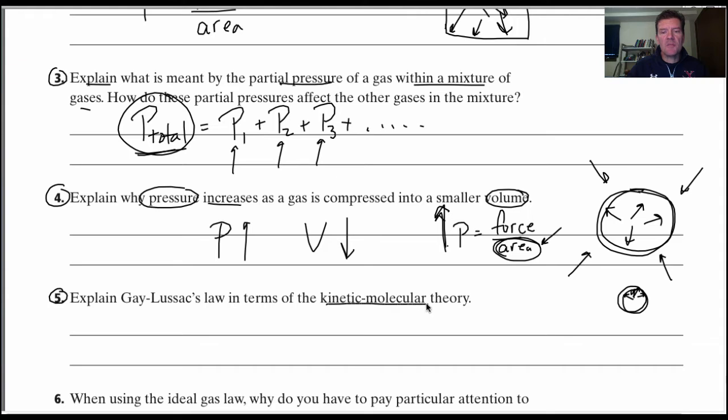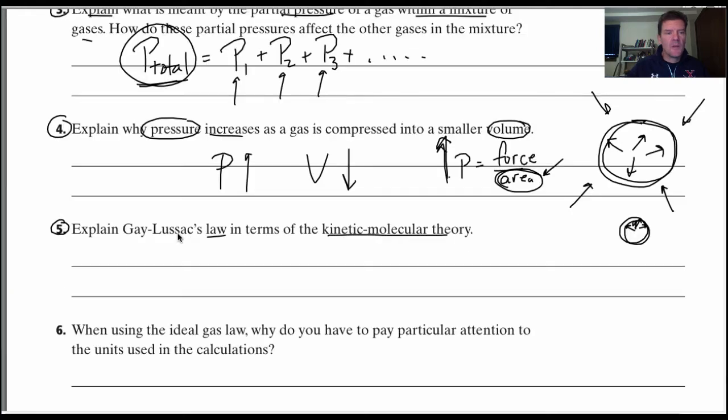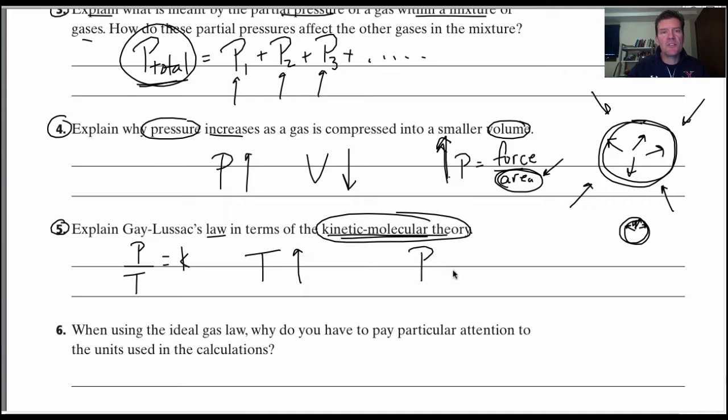So, kinetic molecular theory here. Let's talk about this law. Gay-Lussac's law says the relationship between pressure and temperature, I believe. That ratio is a constant. So let's talk about it in terms of kinetic molecular theory. These particles are always in motion. If the temperature increases, what's going to happen to the pressure those particles are exerting? It's also going to increase.